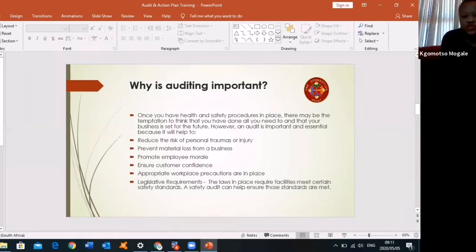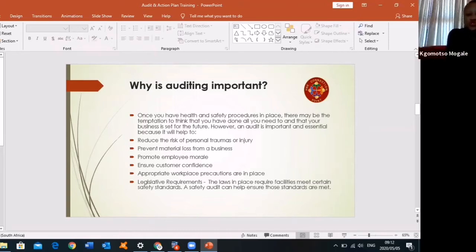And also to make sure, when we audit, that appropriate workplace precautions are in place. When we are auditing, we can identify areas where there are no precautions. So when we go around conducting audits, we can see, okay, these precautions are in place. Here, maybe there's nothing we can improve, or we can do this, we can do that.